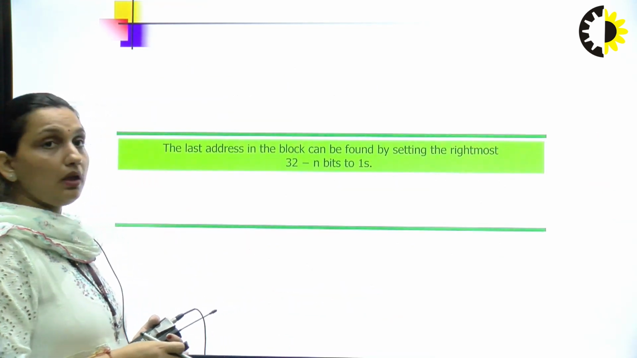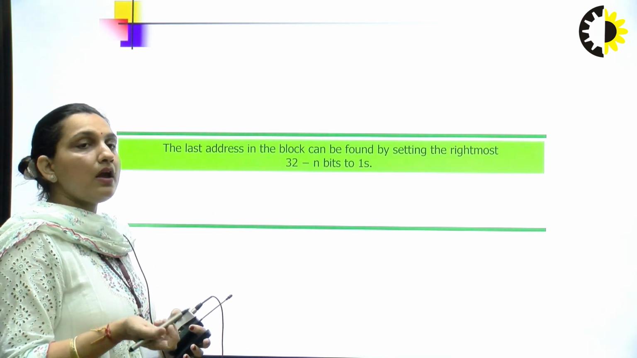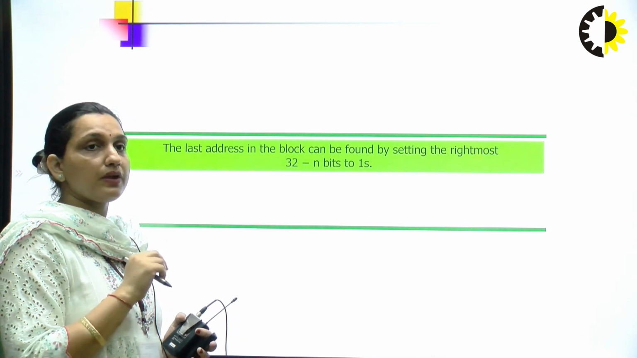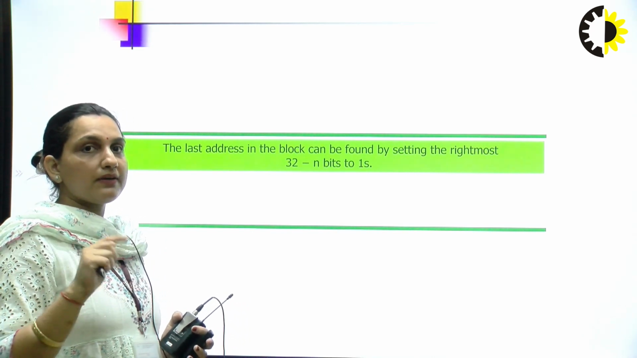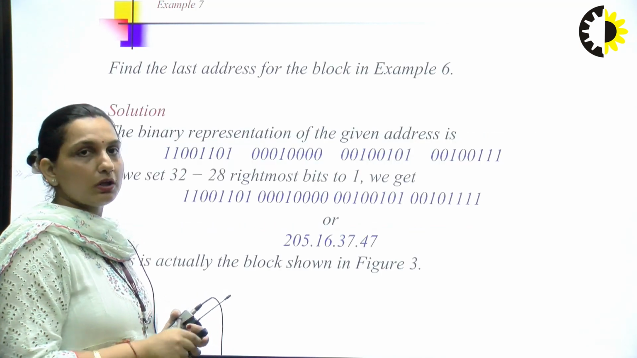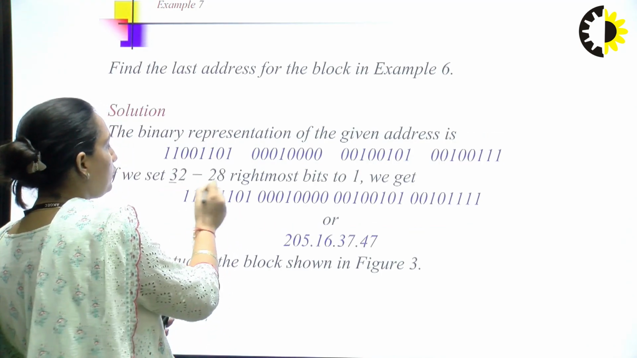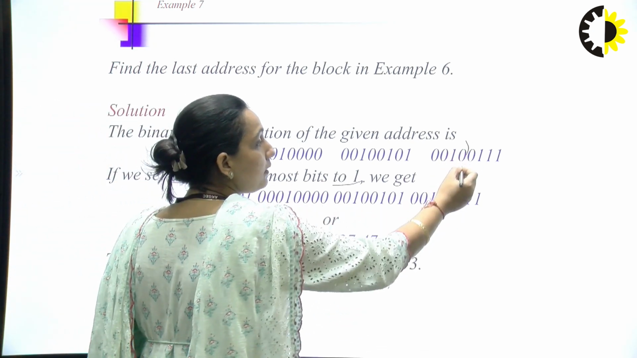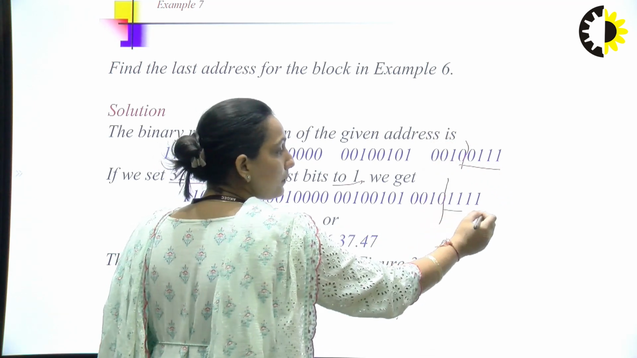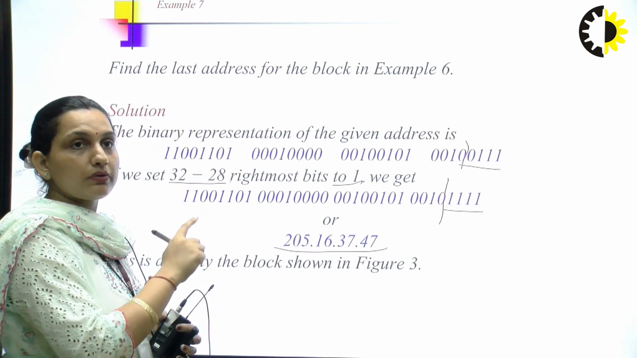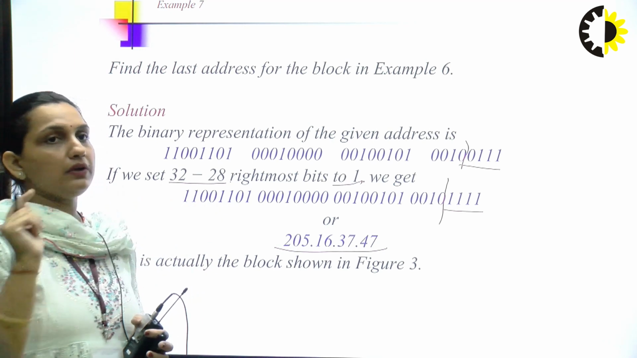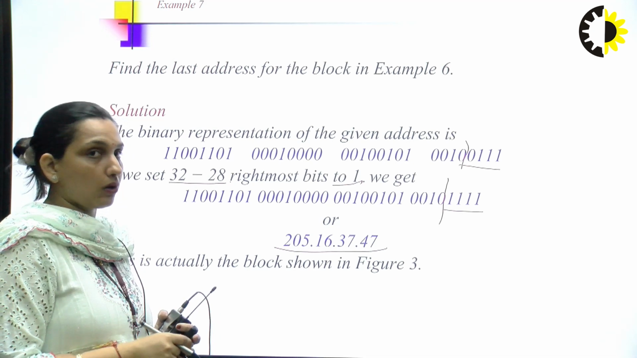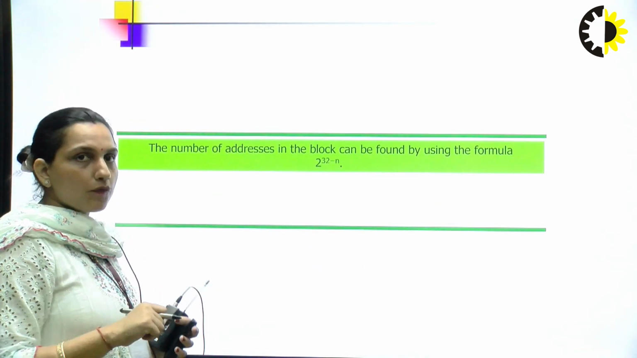Next, the last address. When going for the first address, we made the host bits zeros. Now we make all those bits 1. So we make the 32 minus 28 bits all ones. The other bits stay similar, but these bits are all ones. So we start the block from 32 and go up to 47. That is the first address and the last address of that block.